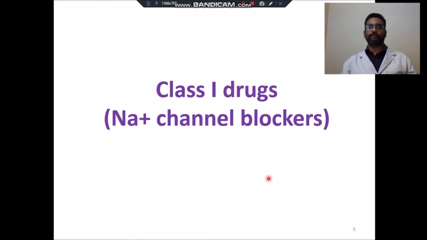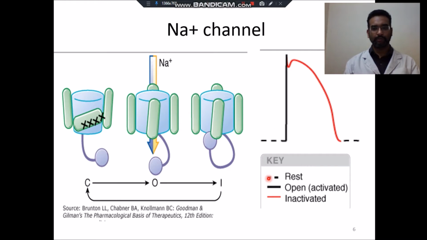So now coming to today's topic in detail, we'll see only the class 1 drugs, that is the sodium channel blockers. Before moving on to the drugs, let me remind you once again about the morphology of the sodium channels, which are located in the ventricular cells and also the atrial cells, by the way. All these sodium channels occur in three stages. This is the open state, where they allow the entry of sodium. And before entering the open state comes the closed state, C for closed.